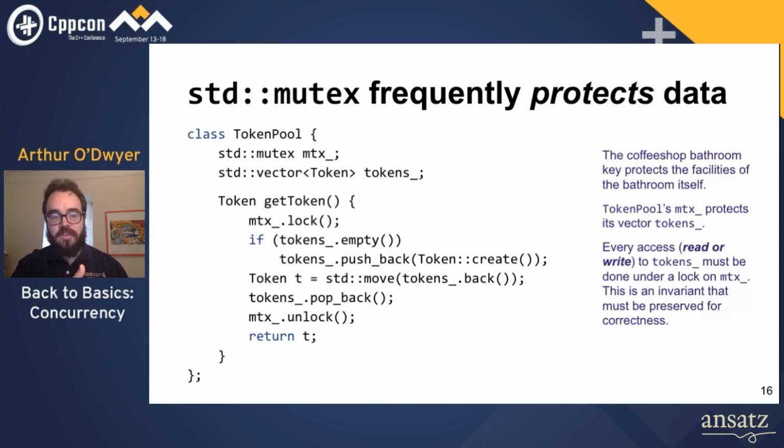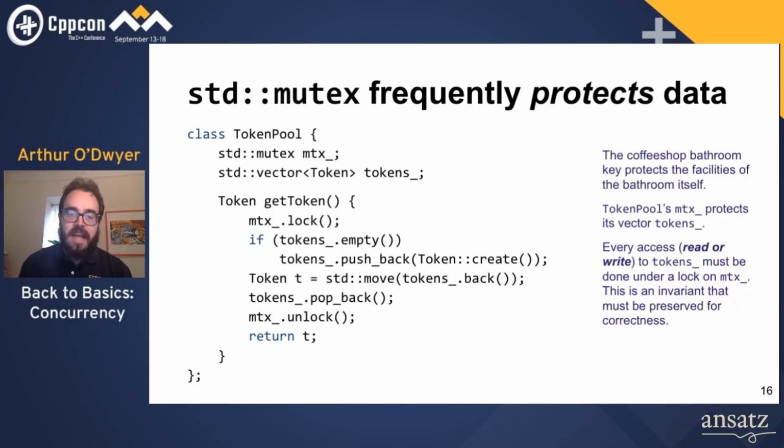Here, I have a token pool class, and it has two members, one of which is a mutex, the other of which is a vector. And the mutex protects the vector of tokens. Every access, every read, every write that we do to that vector must be done according to my class invariant that I, as the programmer, designed. I've decided that every access will be done under a lock on the mutex. This is an invariant that will be preserved, and this makes my class token pool thread safe.